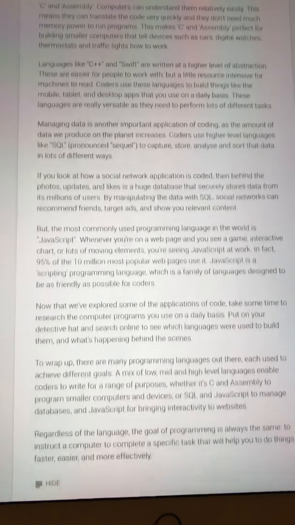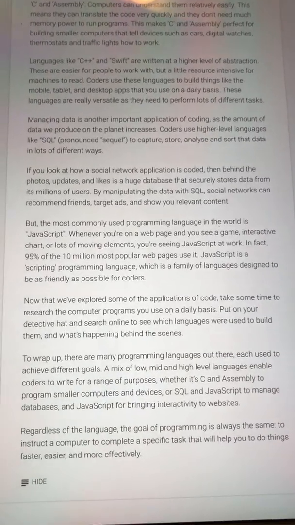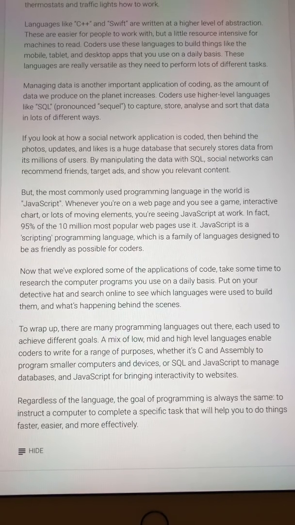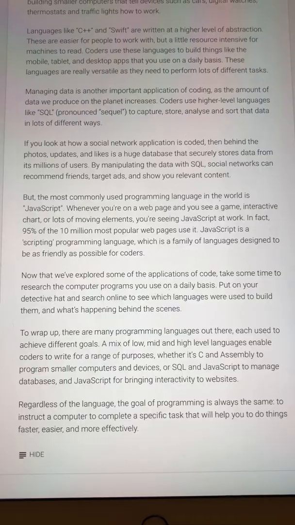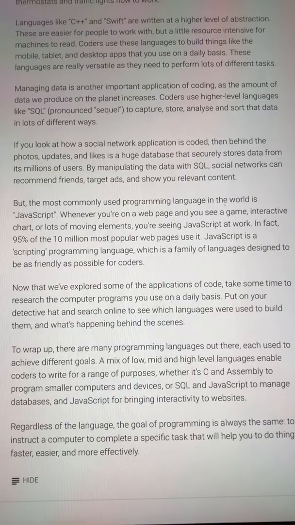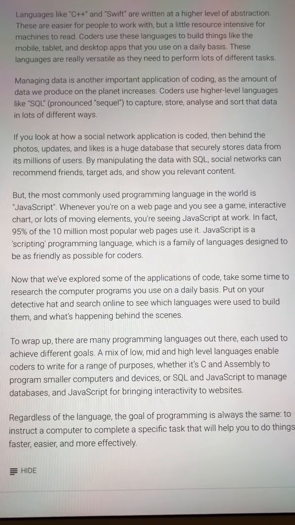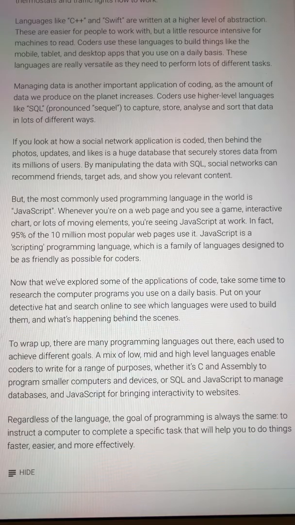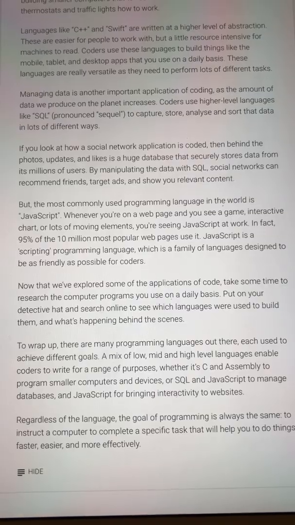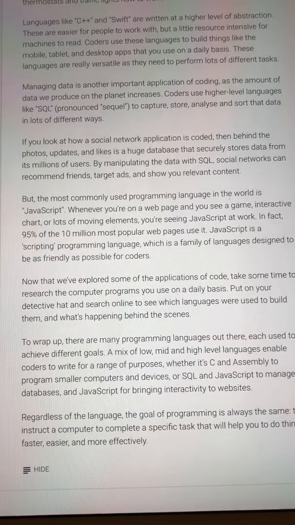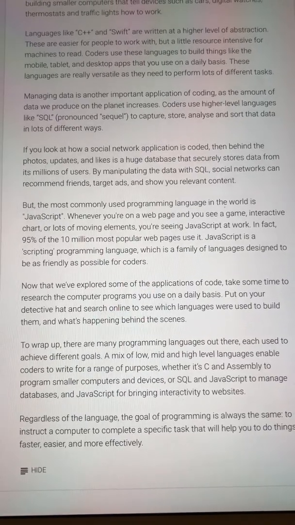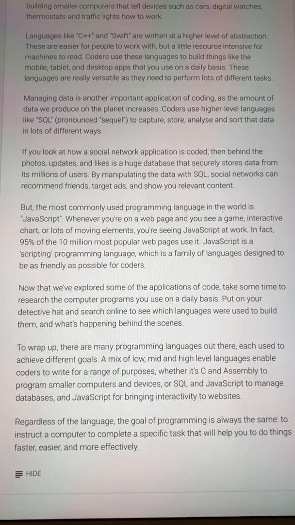Managing data is another important application of coding. As the amount of data we produce on the planet increases, coders use high-level languages like SQL, pronounced "sequel", to capture, store, analyze, and sort the data in lots of different ways. If you look at how a social network application is coded, behind the photos, updates, and likes is a huge database that securely stores data from its millions of users. By manipulating the data with SQL, social networks can recommend friends, target ads, and show you relevant content.